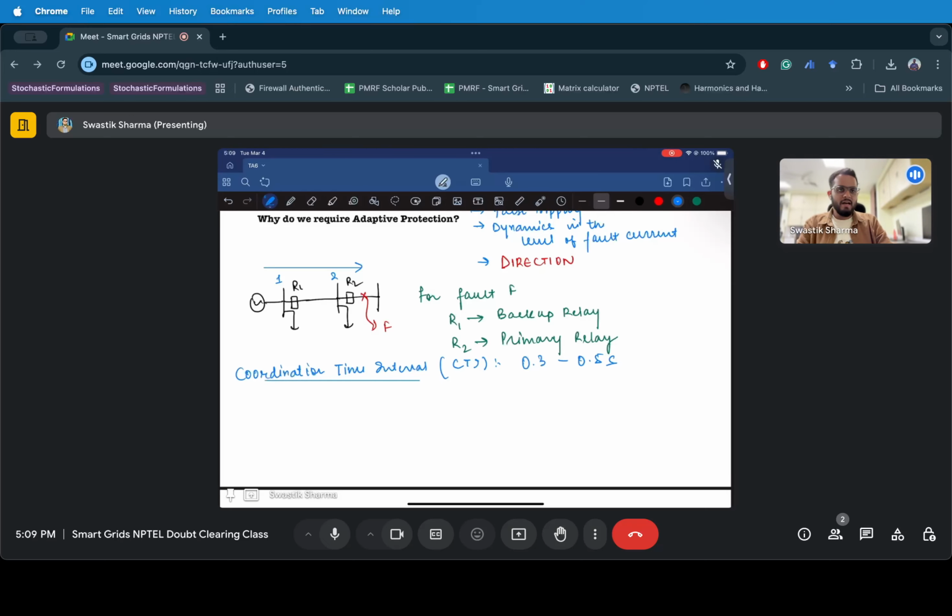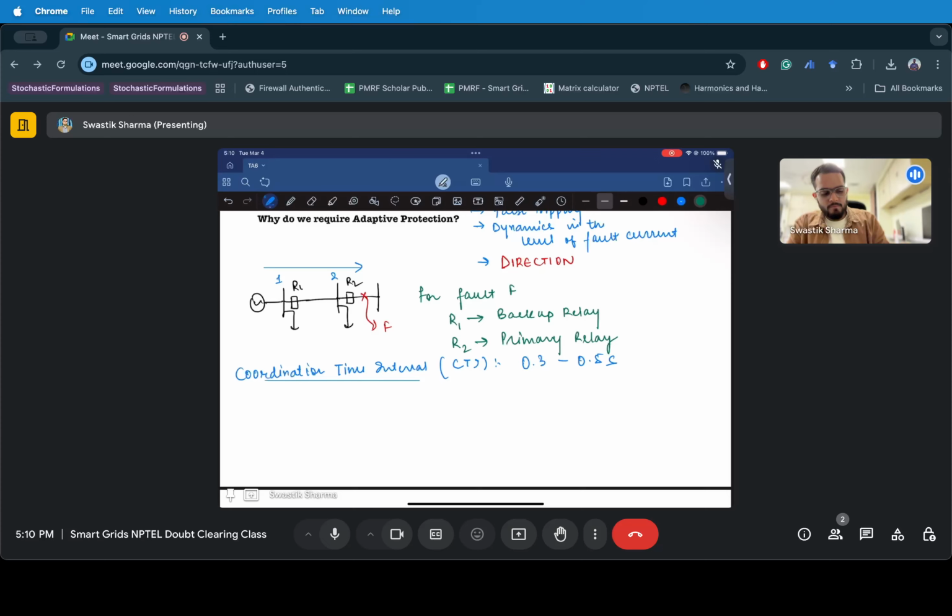See how quick that is. So I want my backup relay to act only if the total operational time between the relay tripping and relay 1 is 0.3 to 0.5 seconds, right? And this CTI is used to coordinate both of the relays so that they work together in clearing a fault if at all relay 1 fails.